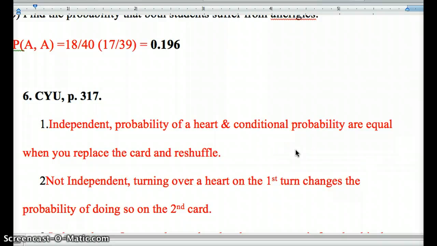Okay, for 1, you should have gotten independent. The probability of a heart and conditional probability are equal when you replace the card and reshuffle. So as long as we put the card back in there, the 2 events are independent. Now, if we didn't replace the card, without replacement, then they wouldn't be. For number 2, you should have gotten not independent. Turning over heart on the first turn would change the probability of doing so on the second. Okay, review those answers and then finish 3.